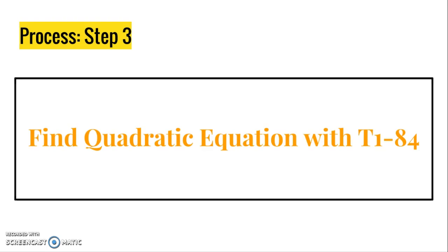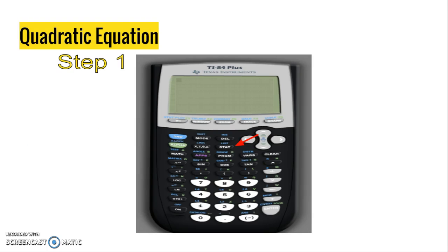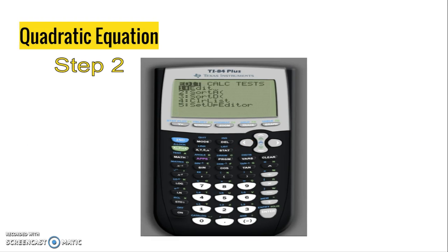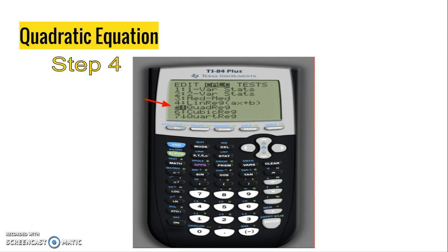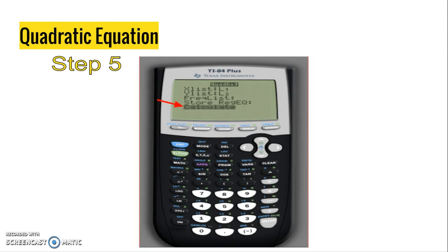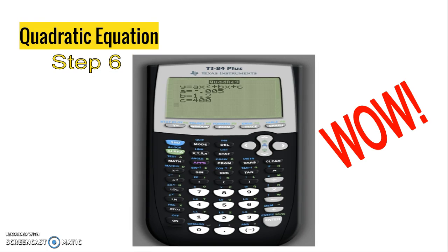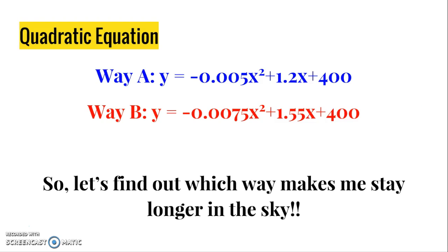So next step, with these 3 points for each, I will use a TI-84 to find the quadratic equation. I will show this process using way A. First, I clicked Stat and entered Edit. For the first column, I put all 3 x coordinates of the points from way A. For the second column, I put all 3 y coordinates. Then I clicked the Stat button again and entered Calculate, QuadReg, since it's a quadratic equation. And finally, I calculated the equation. As you see, the equation that I got for way A was y equals negative 0.005x squared plus 1.2x plus 400. And with the same procedure, I got the quadratic equation for way B as well.